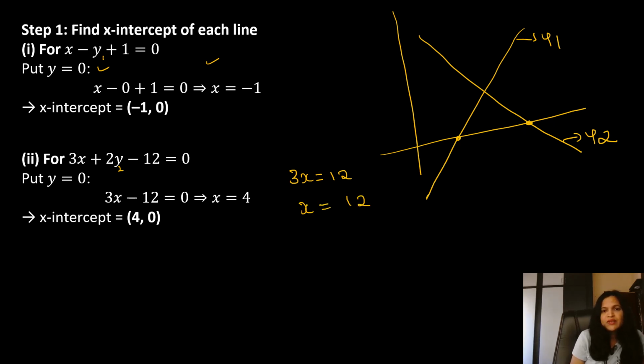X is equal to 12 divided by 3. 3 ones are 3, 3 fours are 12. X equal to 4. So you got the point of intersection at the x-axis, 4, 0. Second point you got. This is minus 1, 0. This is 4, 0. These two points of intersection on the x-axis for both the lines you got. One more point we have to find out. Next step is the point of intersection of these two lines we have to find out.